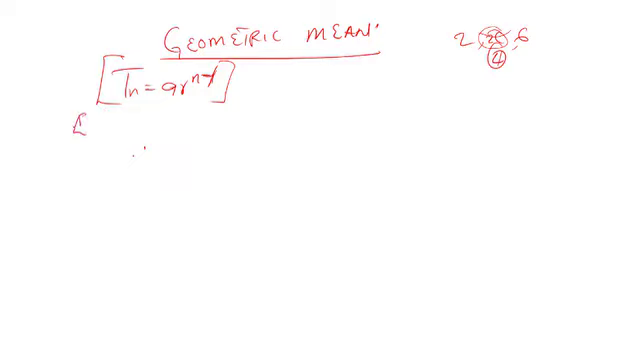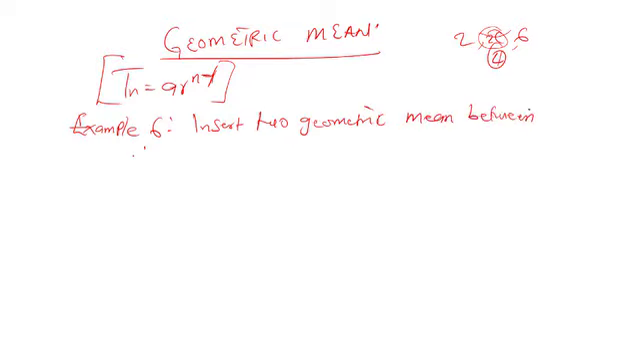For example, let's call this example 6. If you're being told to insert 2 geometric means between 12 and 324. Now all you need to do is remember between 12 and 324, so you have to insert 2 more numbers.